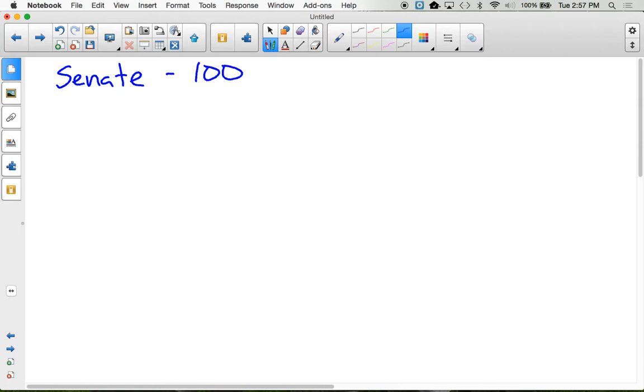All right, 100 members. Two per state. They serve a six-year term. Every two years, a third of the Senate is up for re-election. So over a six-year period, the entire Senate is up for re-election. In Minnesota this year, we have no senators that are up for re-election. Our senators are who? Al Franken and Amy Klobuchar. Republicans or Democrats? Both Democrats. So neither one of them is up for re-election, therefore in Minnesota we do not have a Senate race right now.